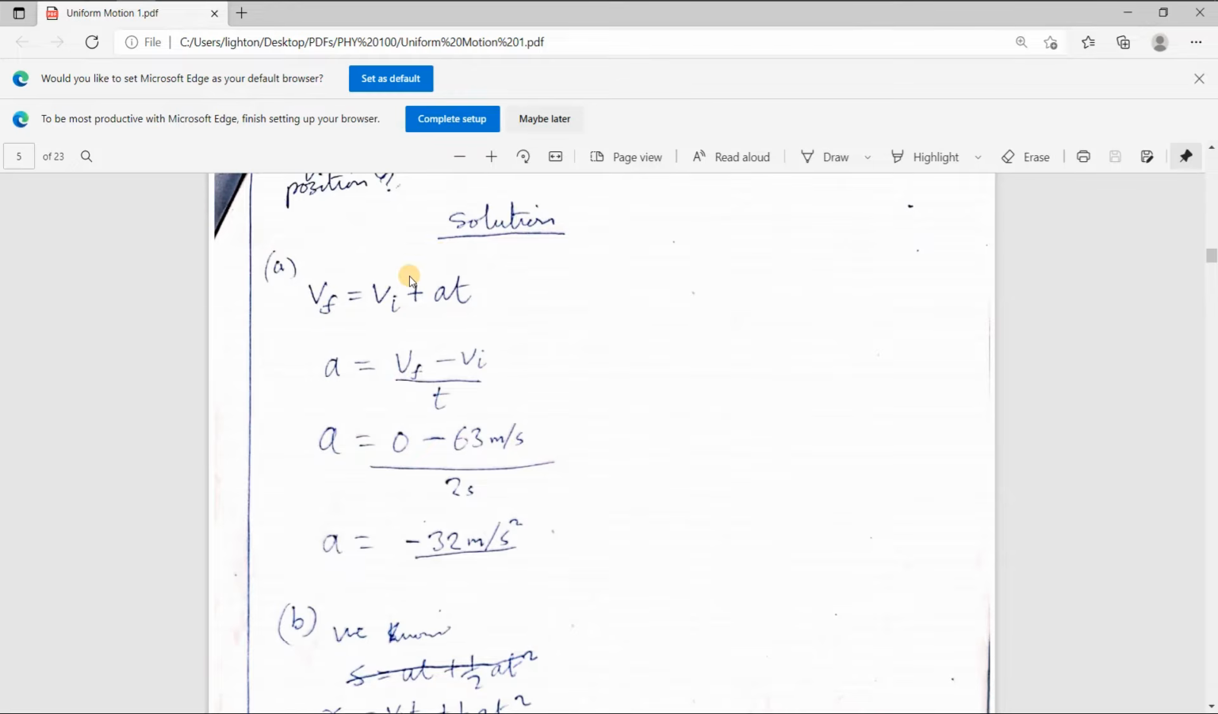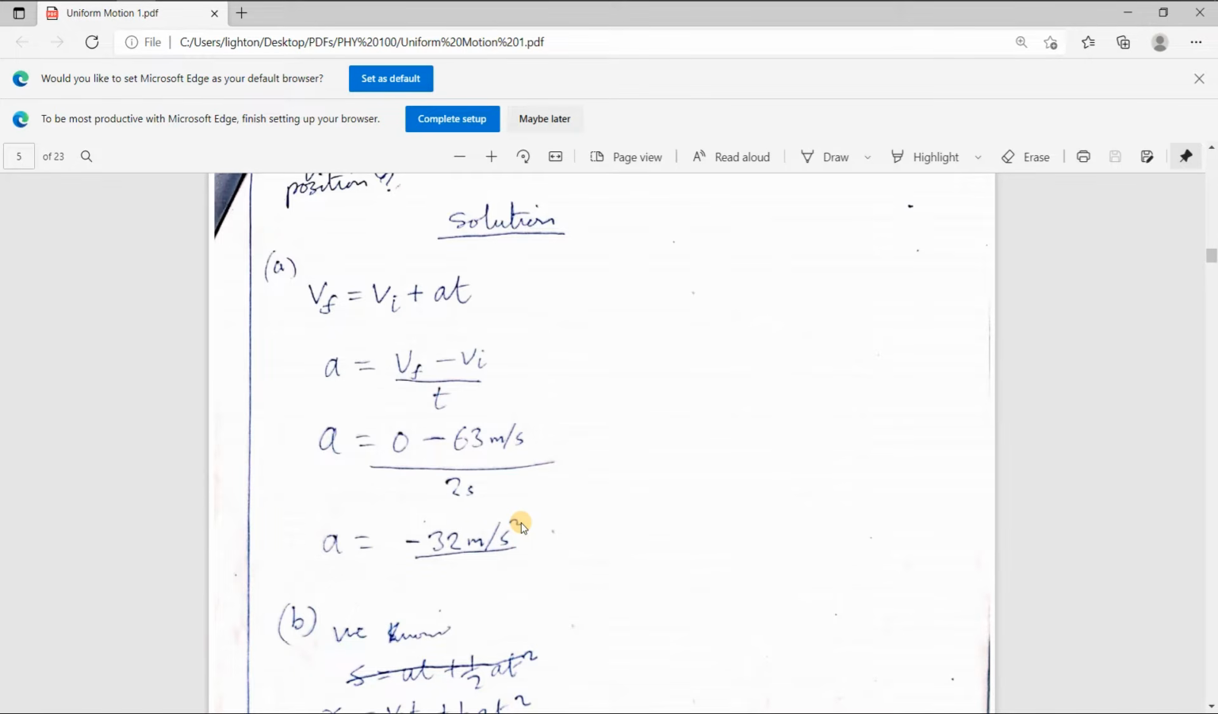Vf is equal to Vi plus at. You can make a the subject of the formula by saying a is equal to Vf minus Vi over t. We know what Vf represents and what Vi represents: Vf is the final velocity, Vi is the initial velocity. Hence a is equal to 0 as the final velocity minus 63 as the initial velocity, over 2, which is the time. So the acceleration is negative 32 meters per second squared.